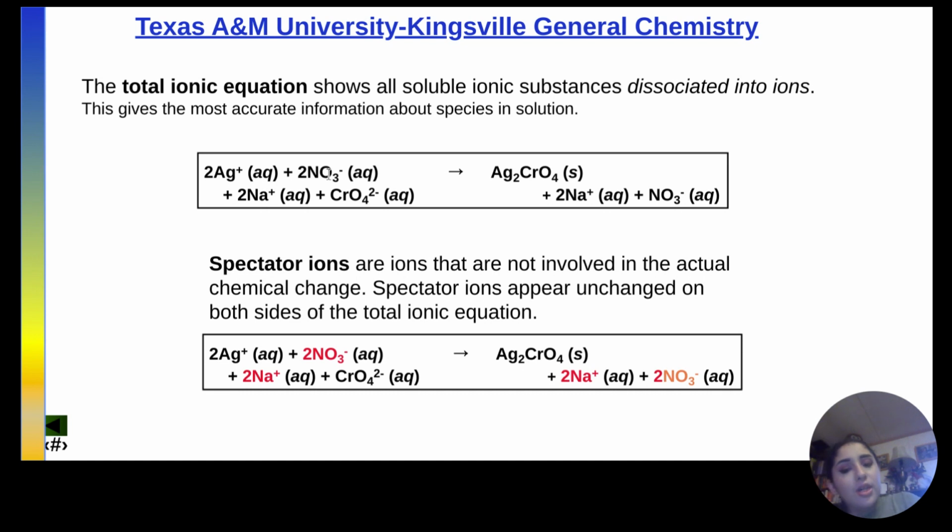Spectator ions are ions that are not involved in the actual chemical change. Spectator ions appear unchanged on both sides of the total equation. Here you can see the 2Na+ stays 2Na+, and 2NO3- stays 2NO3-. They don't really do anything. They kind of just watch. That's why they're called spectator ions. They don't do anything in the reaction. They stay the same on either side.